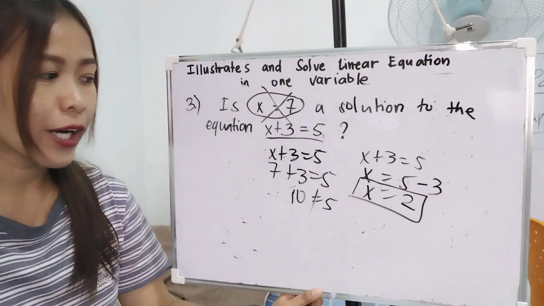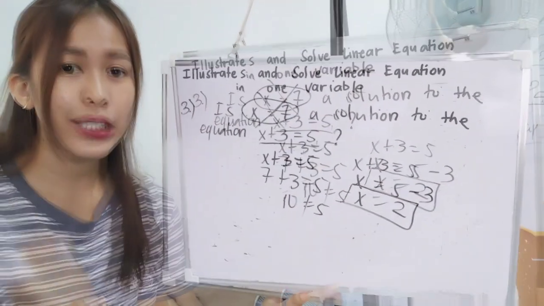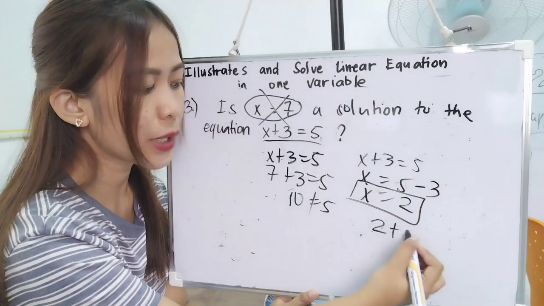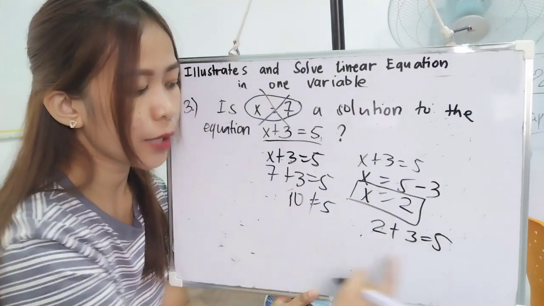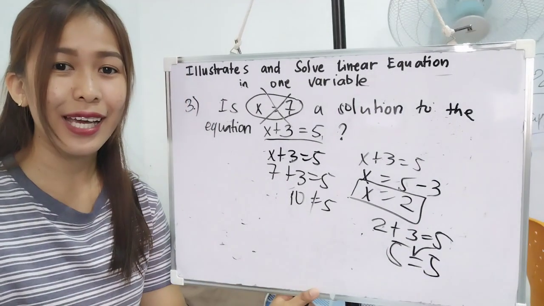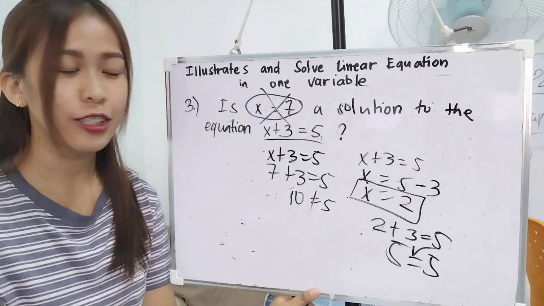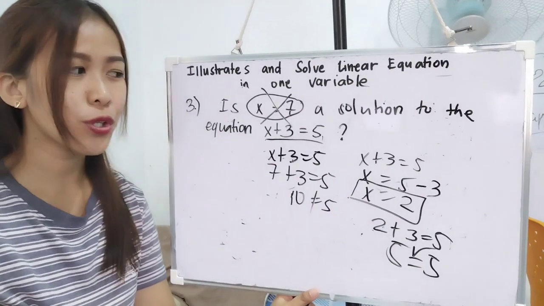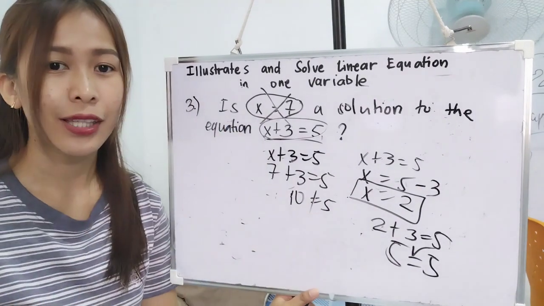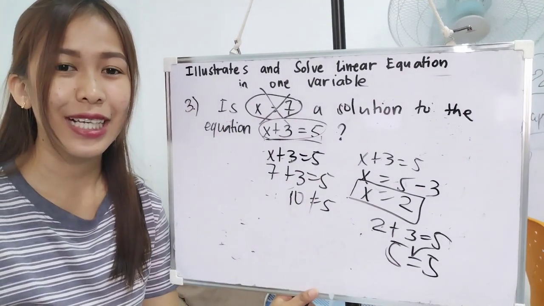Ayan. So, ngayon, meron na tayong x is equal to 2. Let's check. Okay? So, dahil x is equal to 2, we have 2 plus 3 equals 5. 2 plus 3 is 5. Yes. Are they equal? Yes, they are. Therefore, si 2 ang solution ni x plus 3 is equal to 5 and not 7. Hindi si 7. Okay, ganun lang kasimple.